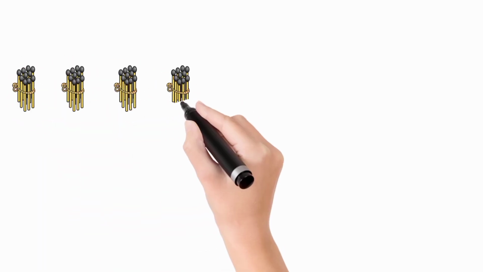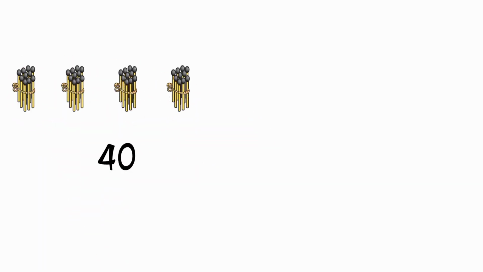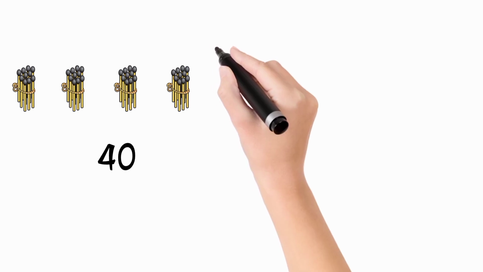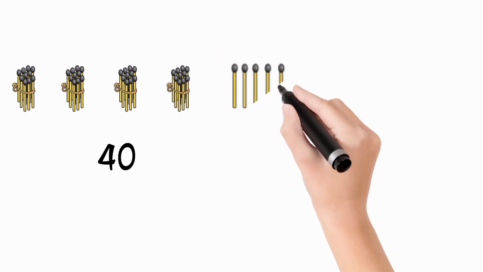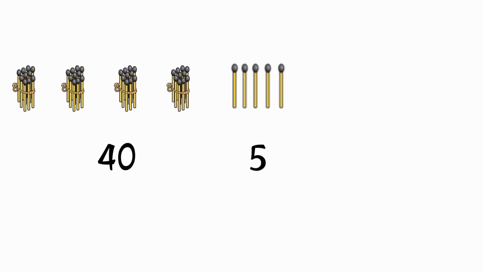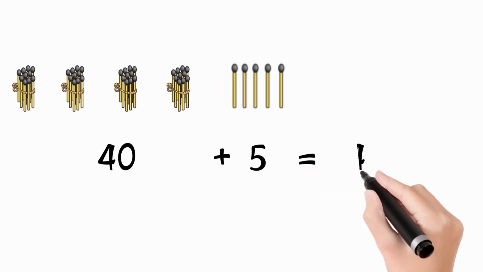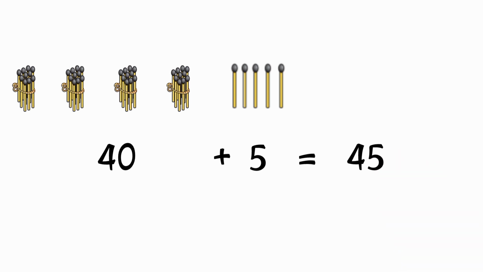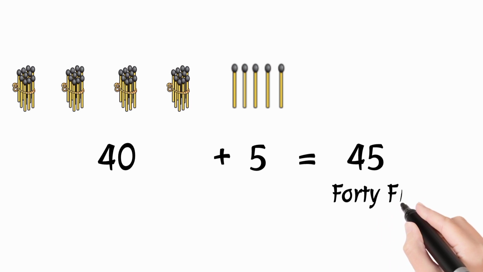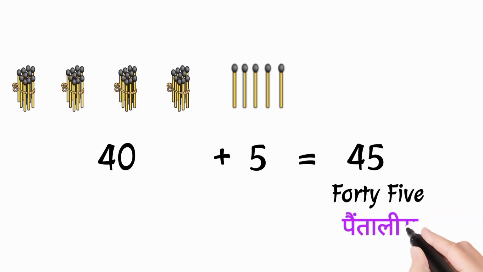Here we have 4 bundles, which means 40 and 5 loose matchsticks. So 40 plus 5 is equal to 45. 4 tens and 5 ones, 45. इसे 45 कहते हैं.